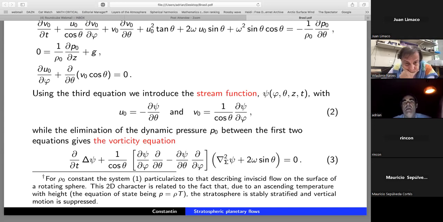Now, just as a comment, if the density were constant, this is inviscid flow on a rotating sphere. But here the density is not constant. It decreases with r, and so does the pressure. And there is a relation. This is the equation of state for the gas between temperature, pressure, and density.